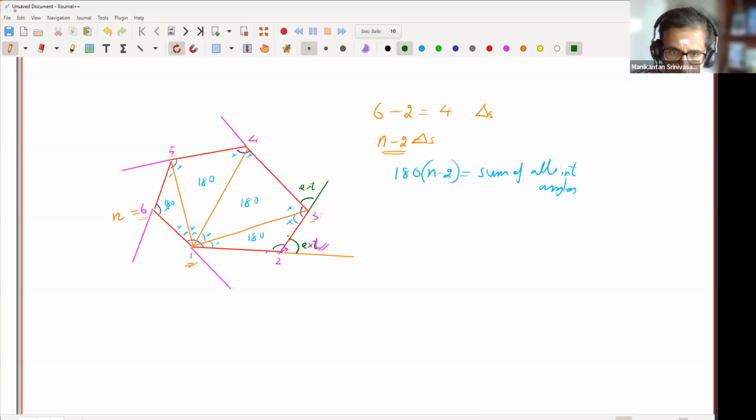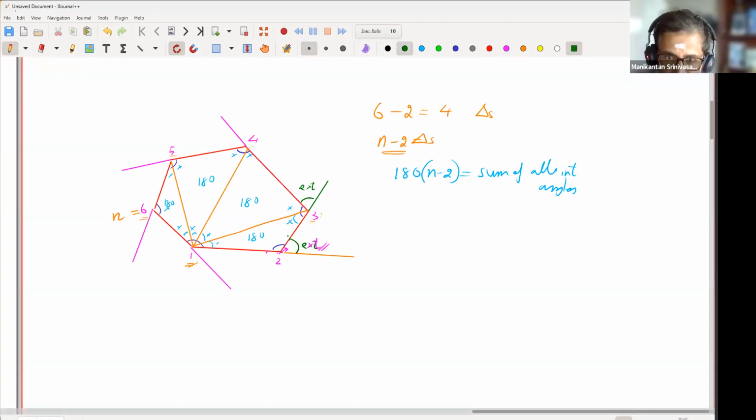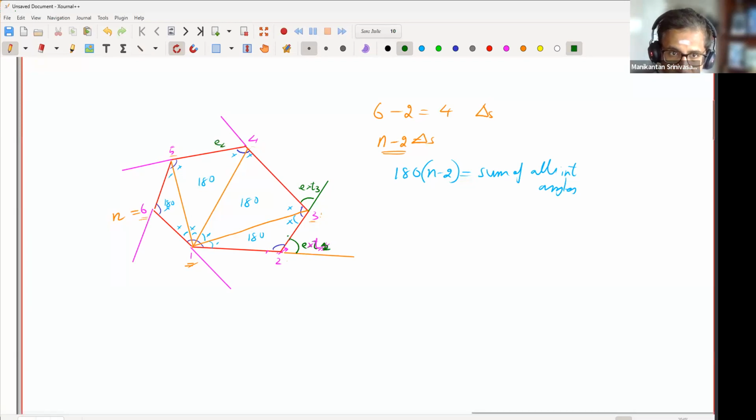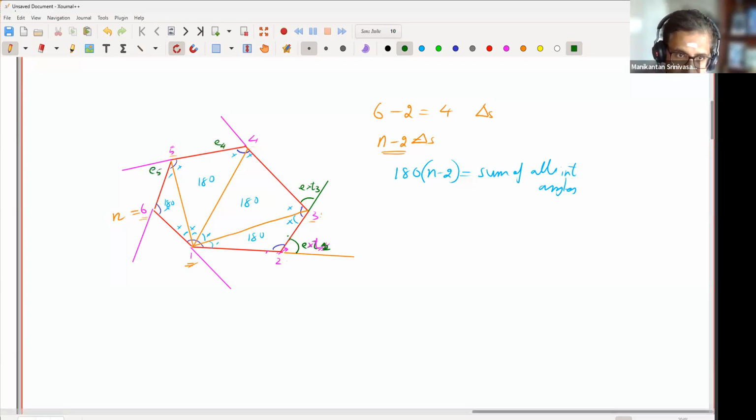And then I count all of these external angles. So this is, let's say, external 1. Let me just call this external 2. So that it's external 3. This is the external angle at 4. This is the external angle at 5. This is external angle at 6. This is external angle at 1.